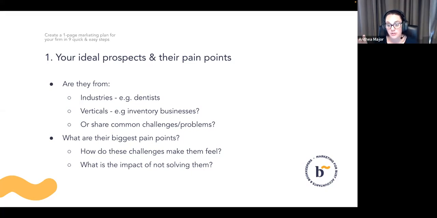Don't jump to your solutions and services and solving their problems just yet. In this box of the marketing plan, we want to be writing down what their problems are, what their problems are making them feel like, and what the impact of not solving those problems is. So there's a few dot points on screen here that you can make note of. Just some examples for you, some that I've thought of and some that I've known from chatting with accountants across the years.